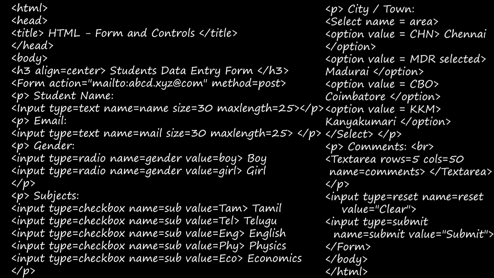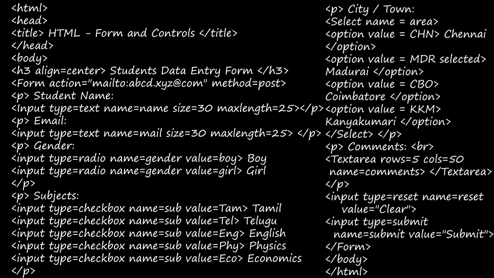And the next one, input type is equal to checkbox. In subjects we'll have checkbox, name is equal to, you have to give subject, value is equal to, you can give any value there. How it will be displayed means, after closing this input tag you will give something here, right? In the right corner they have given Tamil, Telugu, English, physics, economics and all.